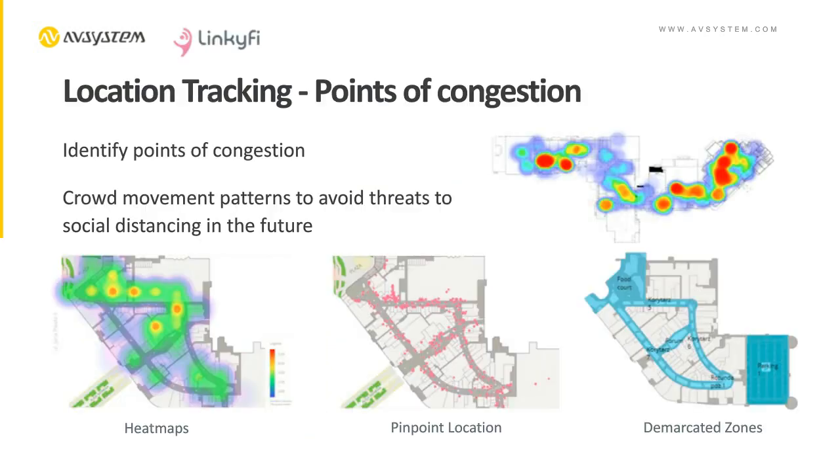The example I brought with me today in terms of specific services, as in Linkify from our portfolio, allows you to identify points of congestion. For example, you present the data in a heat map fashion, or you pinpoint a specific location in the shop floor in your workshop where the activities are, where the congregations are happening. And you're also able to display the data by different demarcation zones.